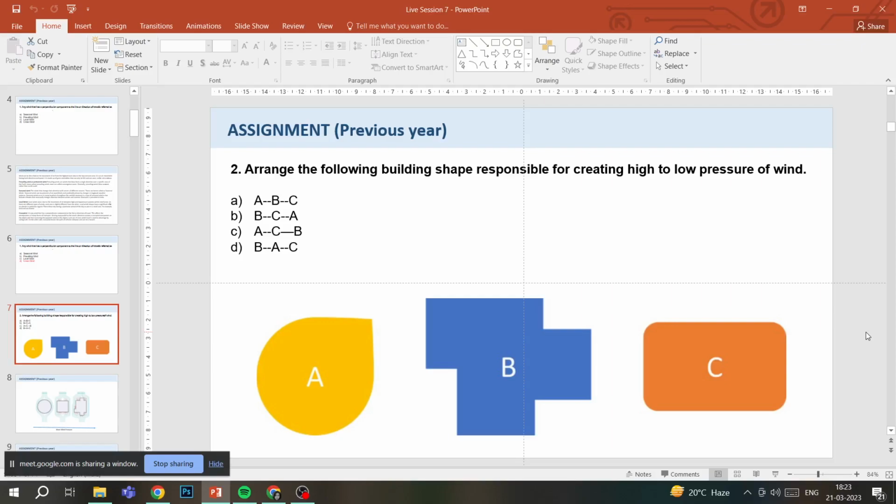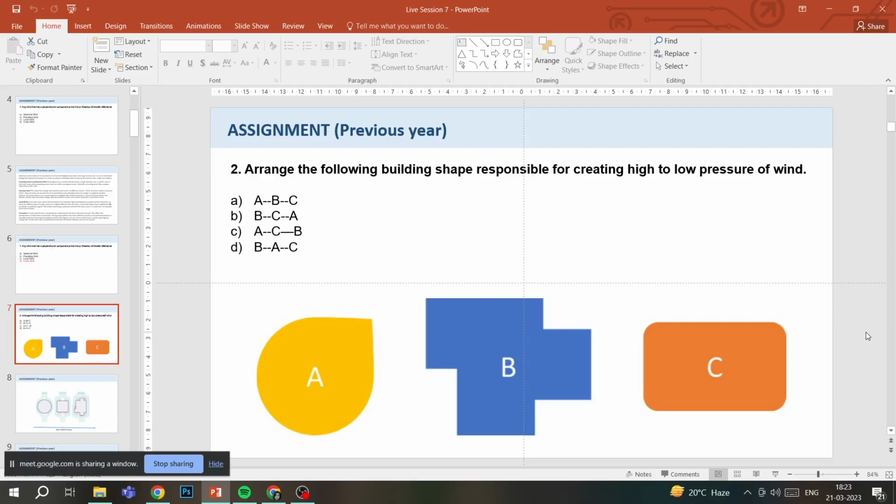So the B figure has a lot of different edges. You can see it has 1, 2, 3, 4, 5, 6, 7, 8, 9, 10 different edges. The C has 4 different edges, and A is just one single circumference. So B has a lot of different edges, and from what we have just learned, a lot of eddy currents would be forming if wind would come in any direction on B. So B would have the highest pressure. So our answer would start from B.